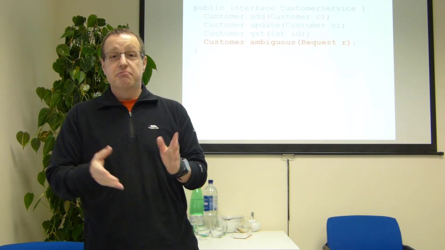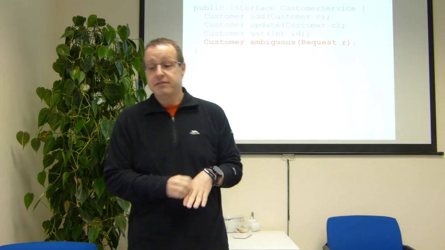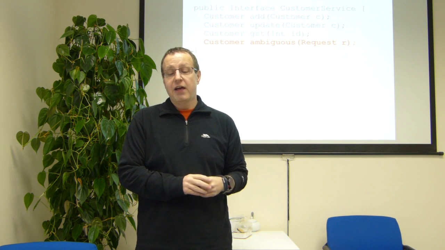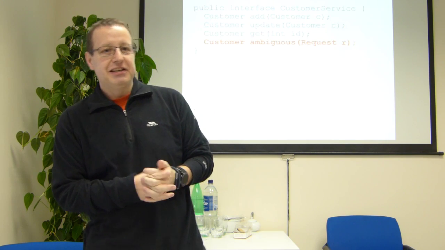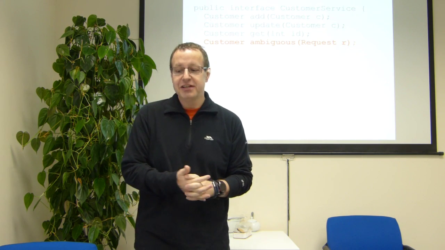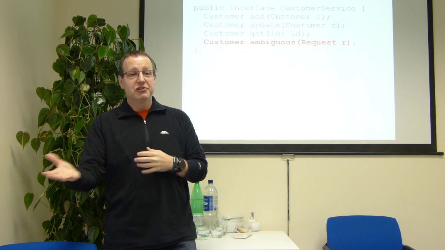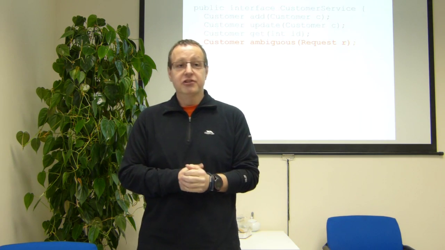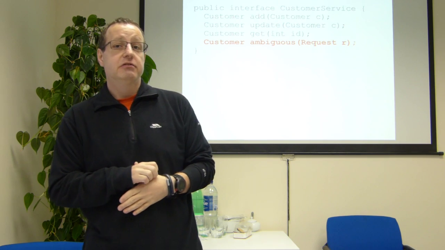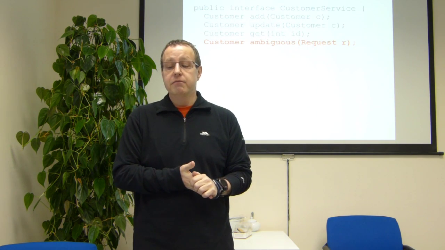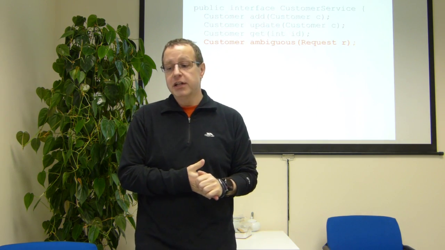Get seems pretty clear that it's getting a customer based on the ID you pass in. And then you've got this final method, which is badly named, obviously ambiguous. You're not quite sure what it's doing. It takes something in to do something, and it returns a customer. Now, is that doing a query? Is it going to change the state? You can't tell from just the naming and the design of the class.